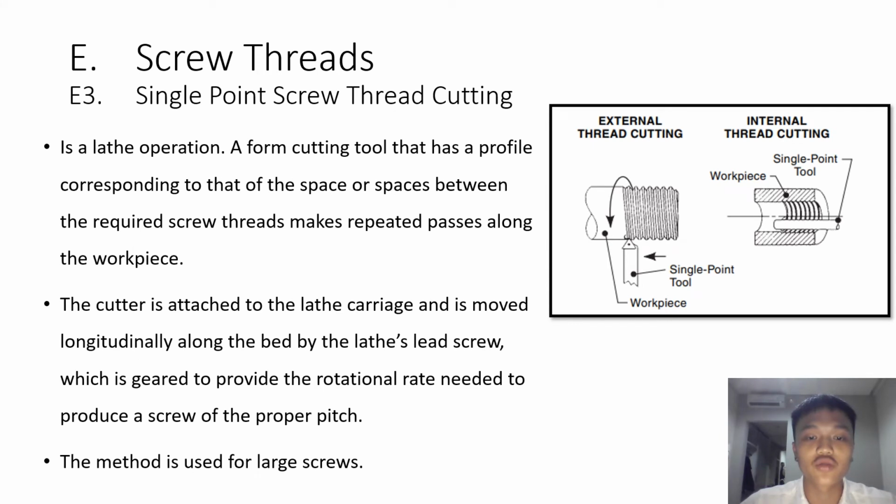The next one is single point screw thread cutting. This is a lathe operation. A form cutting tool that has a profile corresponding to that of the space or spaces between the required screw threads makes repeated passes along the workpiece. The cutter is attached to the lathe carriage and is moved longitudinally along the bed by the lathe lead screw, which is geared to provide the rotational rate needed to produce a screw of the proper pitch. This method is used for large screws.